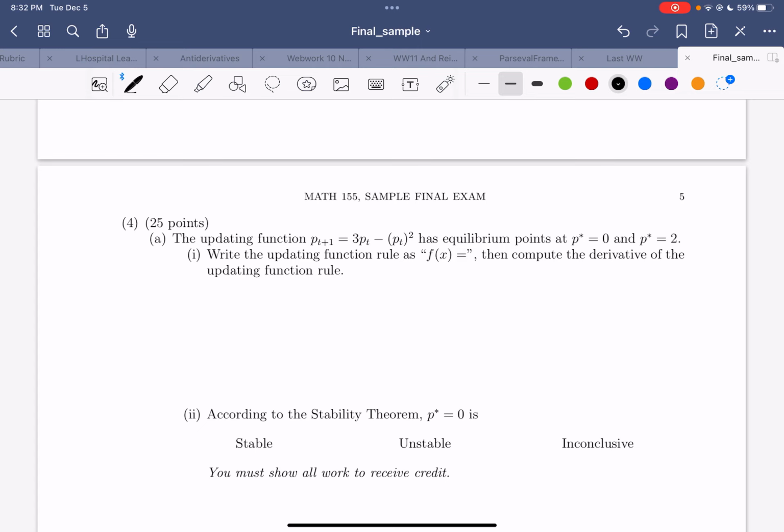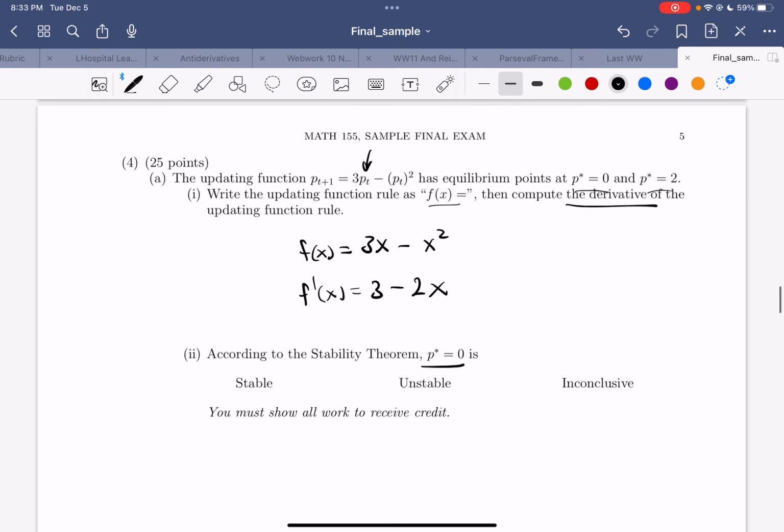All right, so now we have an updating function that has an equilibrium point. Write the updating function rule as f of x. Okay, well, f of x is the output, and if you input p sub t, but you call it x, then what you have to do is multiply by 3, and you have to square it and take their difference. Okay, now let's compute the derivative. So f prime of x is 3 minus 2x.